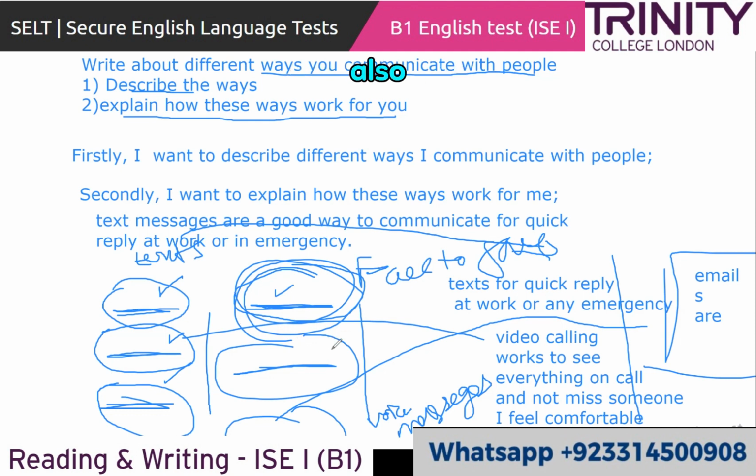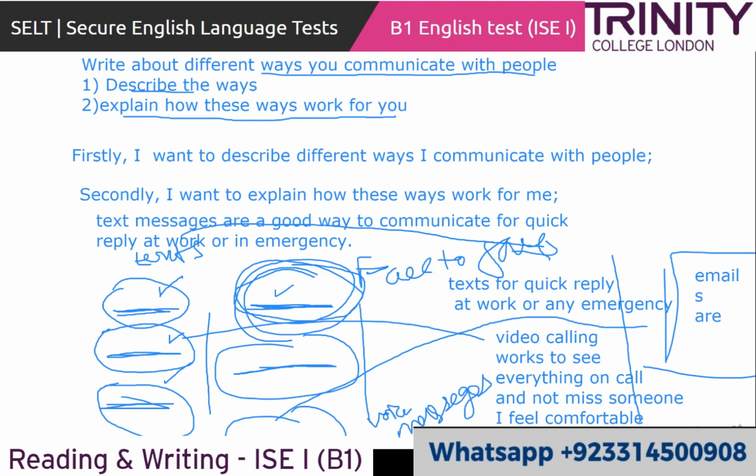Then maybe I also picked video calling, text messages. And what was the other thing? I don't remember. Could you tell me which one? Email. Email is already done. Email, face to face. Even if you write 4 points, your answer will be complete. But I think there are many other ways to communicate also.